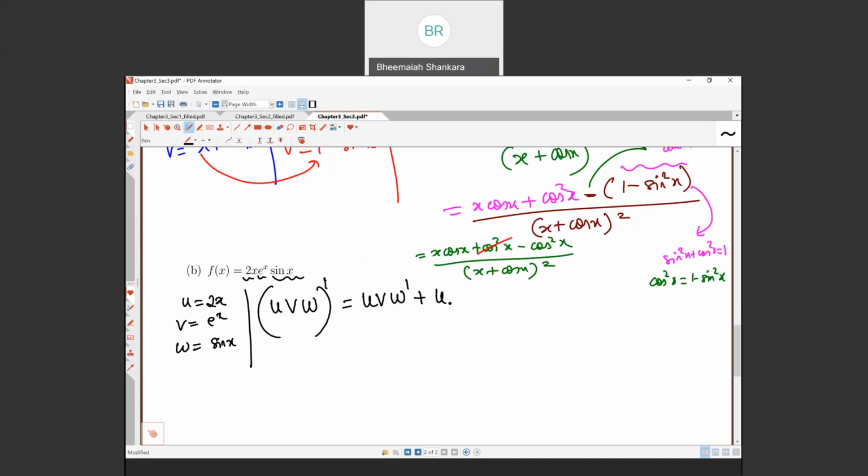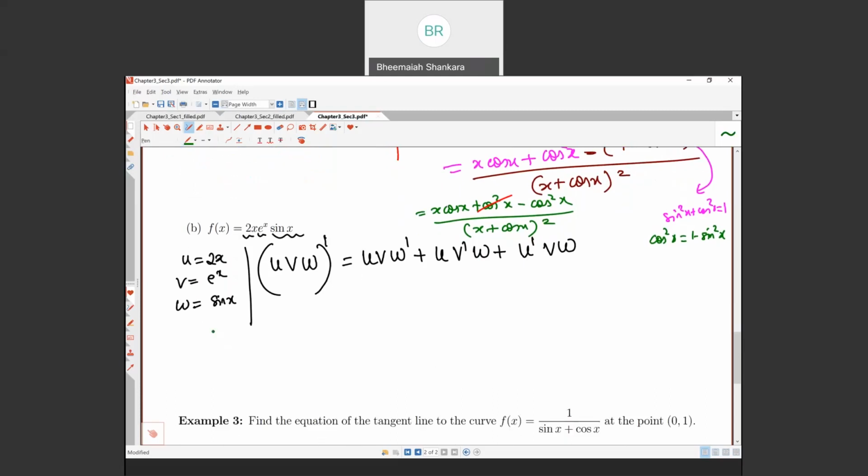Now fix the first and the last function, derive the middle function, v prime. And fix the last two functions, derive the first function, which is u prime. So for a product of three functions, you will have three terms after you do the product rule. You always fix two functions and derive the third one. So let's find the corresponding u prime for this problem.